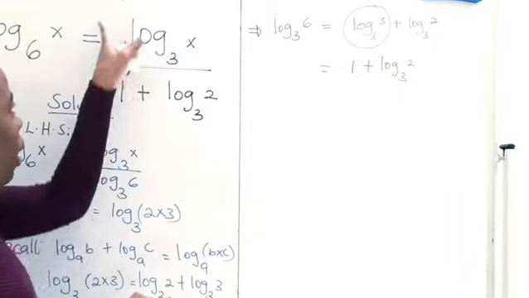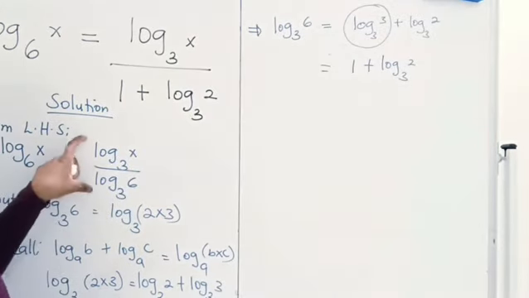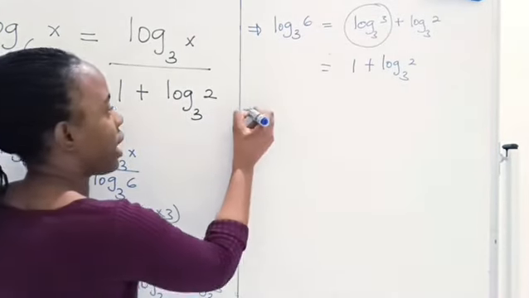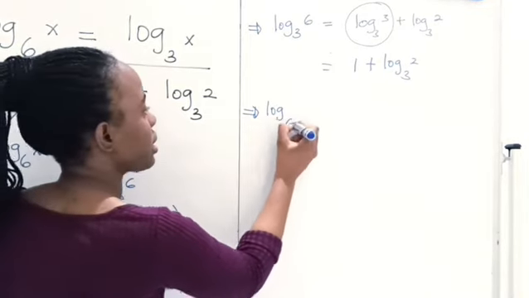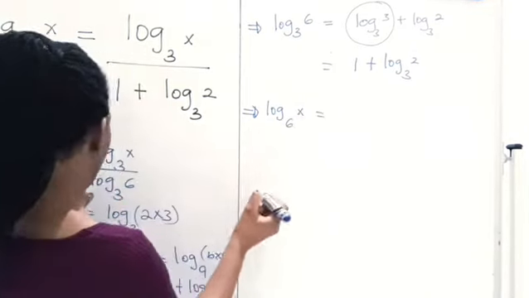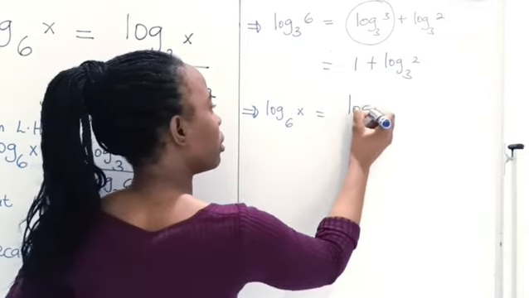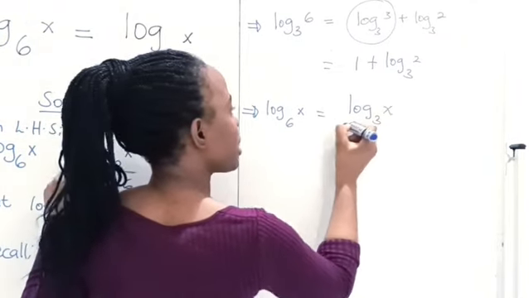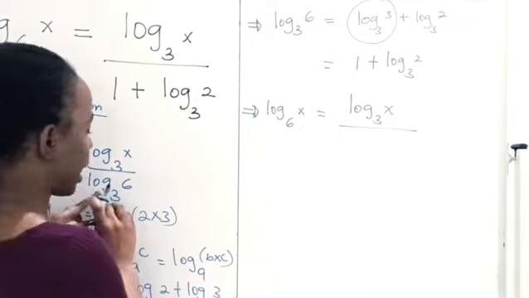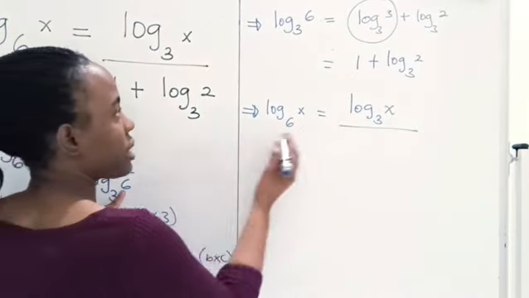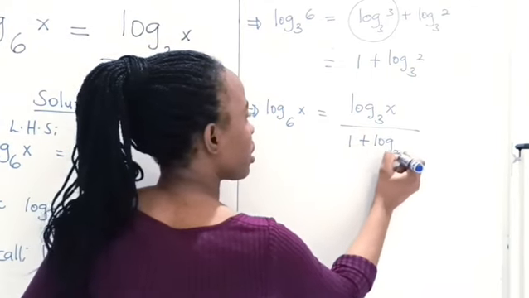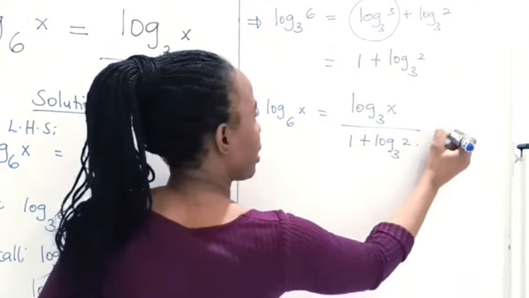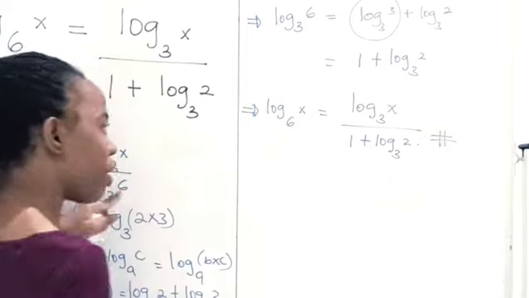Now bring back our equation here, okay? We are saying that this implies that log 6 of x is going to equal log 3 of x divided by what we've got as log 3 of 6. That is 1 plus log 3 of 2. And this is proved as required.